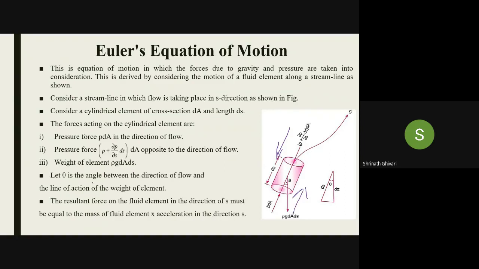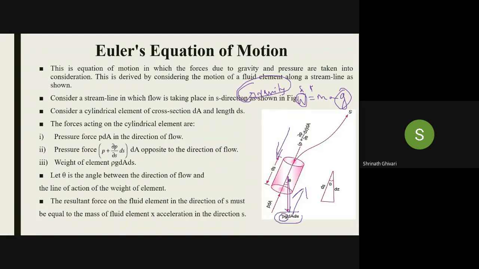Another is the weight of the fluid element. There will be some weight of the fluid element. If there is no weight, then how will there be gravity? Do you agree? As I have said, we are considering gravity and pressure force. If gravity is there, then W equals M into G. Therefore, the weight of the fluid element is given by rho G dA ds. The weight is acting perpendicular to the ground.